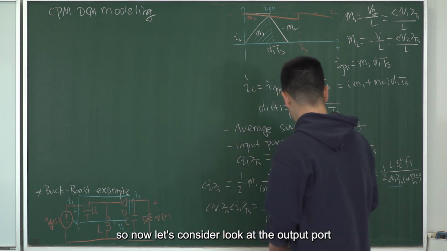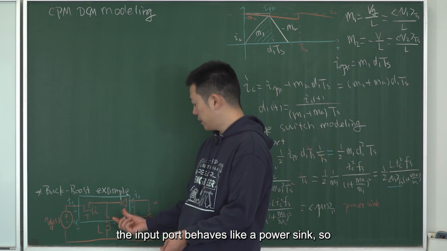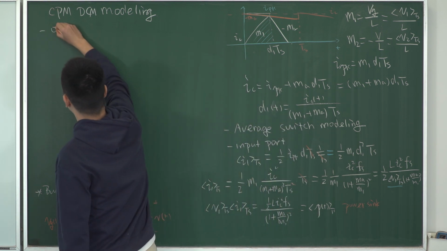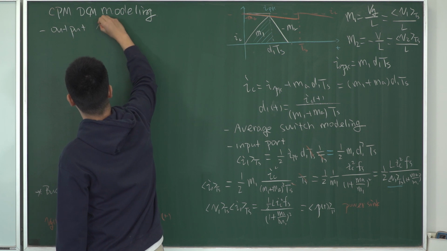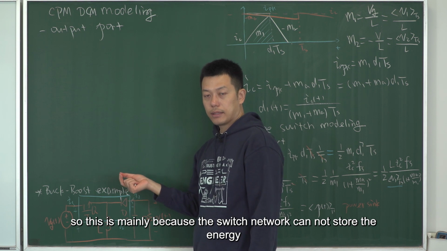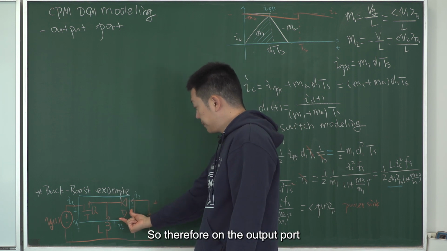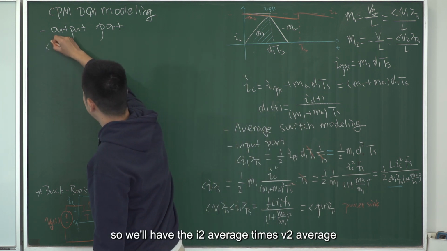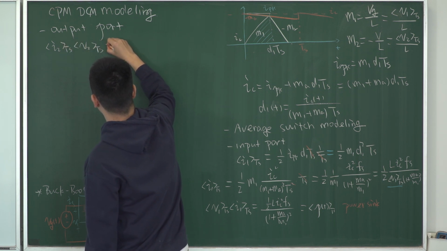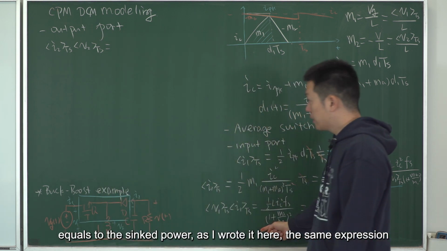So now let's look at the output port. As I previously mentioned, the input port behaves like a power sink. So the output port will behave like a power source. This is mainly because the switch network cannot store the energy, right? So energy in should be equal to the energy out. Therefore, on the output port, we'll have I2 average times V2 average equal to the sinked power as I wrote it here, right?